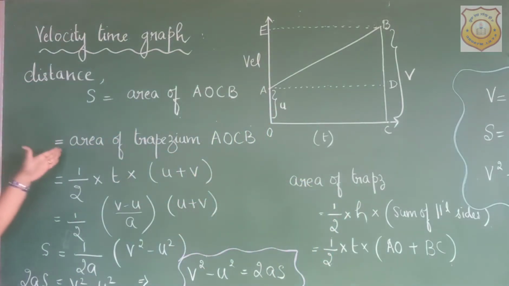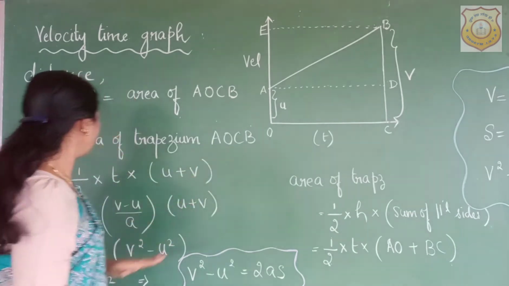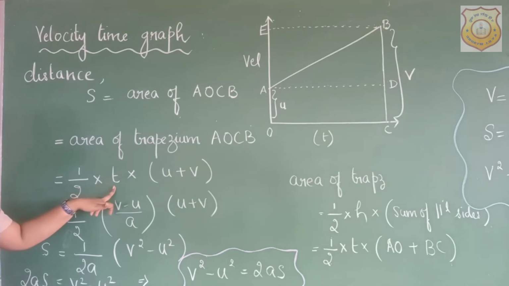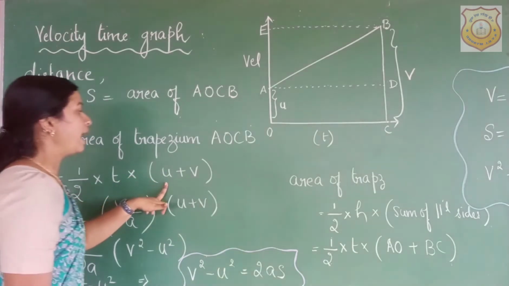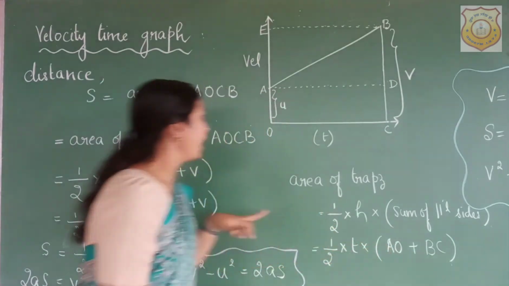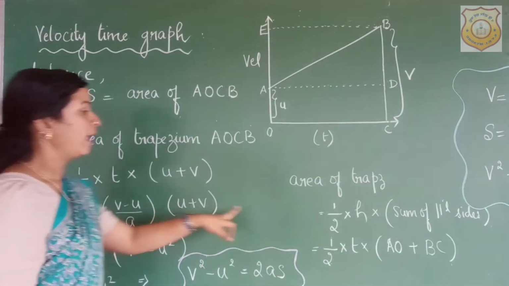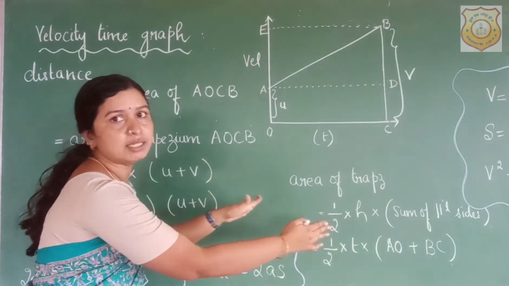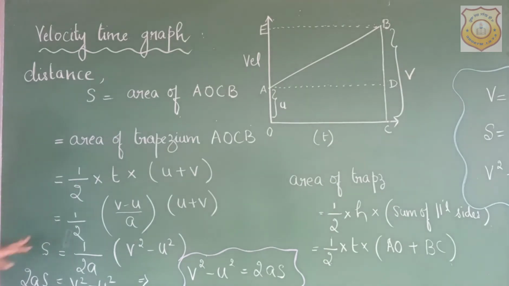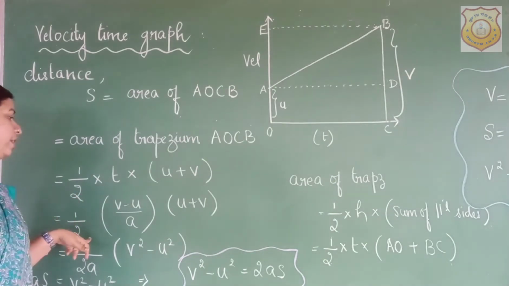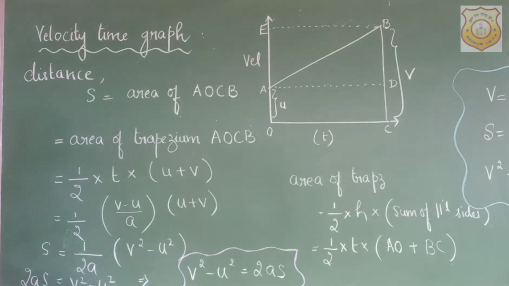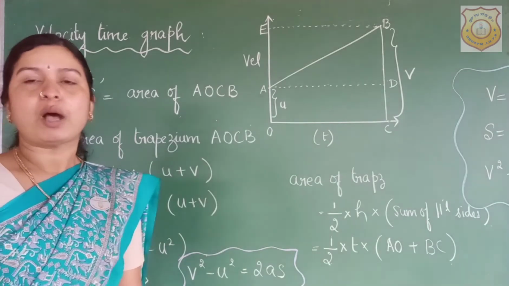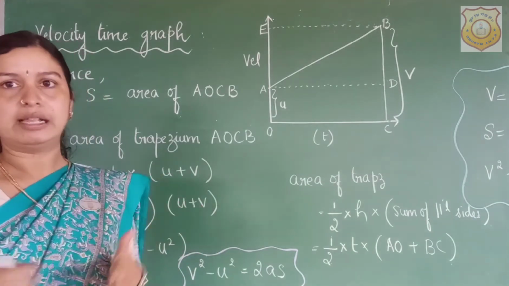So distance equal to area of the trapezium AOCB. Substitute all the values from there to here. Half into height is nothing but t, and the parallel sides AO is nothing but u, and BC is nothing but v. Okay, so we have substituted all these here. And now again I have written it as half into, instead of t, I have written something else, v minus u by a. So why do I often substitute these values with something else?